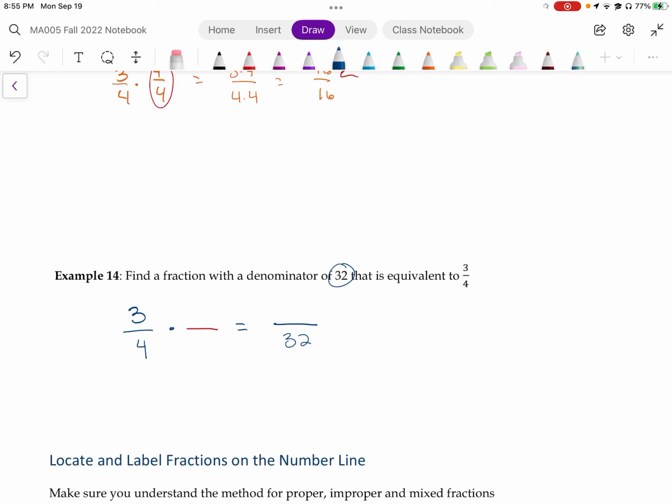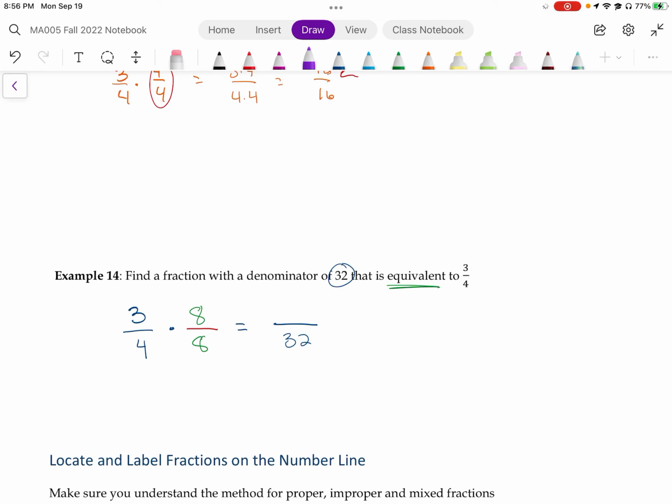All right, so 3/4 times what? What goes right here? What times 4 equals 32? And hopefully you thought to yourself, 8. 4 times 8 equals 32. So in order to keep this equivalent, that is the key here, I need to do 8 over 8. Because remember, 8 over 8 just equals 1. All right, so I'm going to get rid of some of this, but remember that 8 over 8 equals 1. Okay, so now we've got 4 times 8 equals 32.